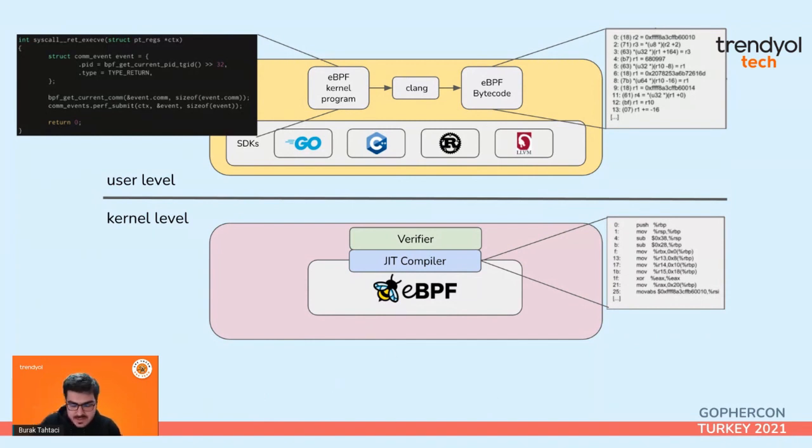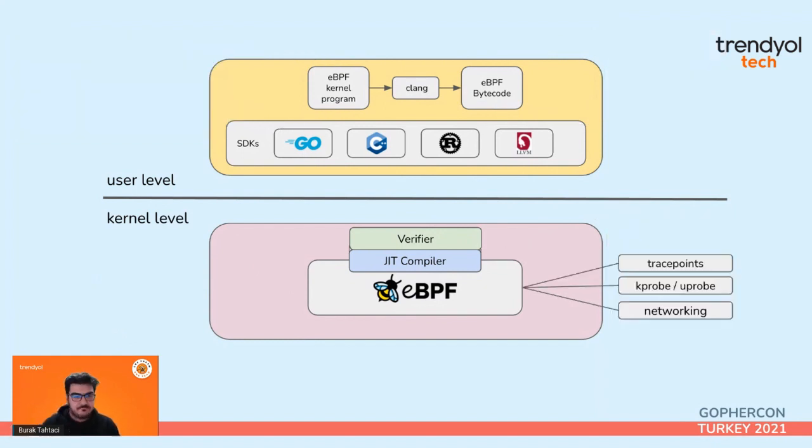The just-in-time compiler is an essential part of eBPF's performance. It translates each bytecode instruction into CPU instructions on the fly. So it makes eBPF programs run as fast as natively compiled programs. After the compilation, our eBPF program is ready to hook the event.